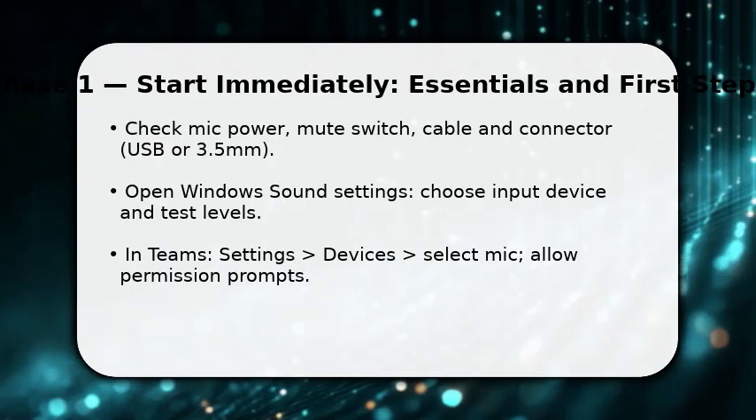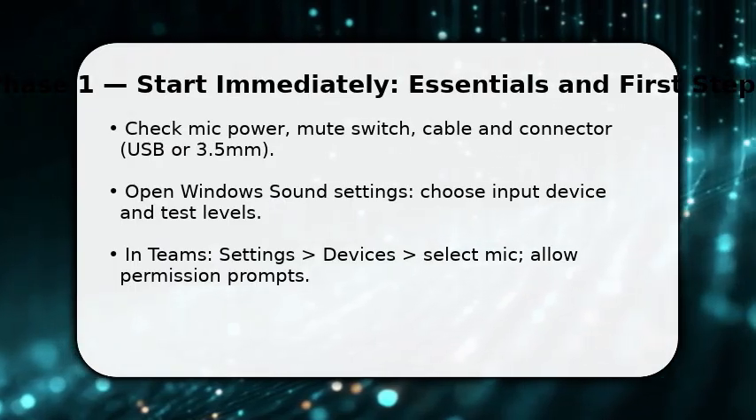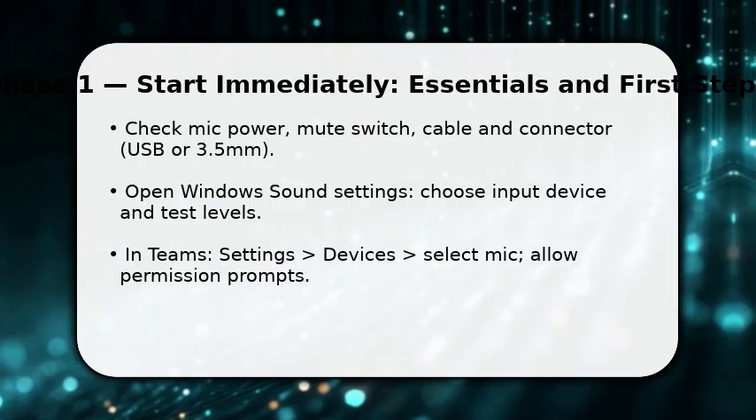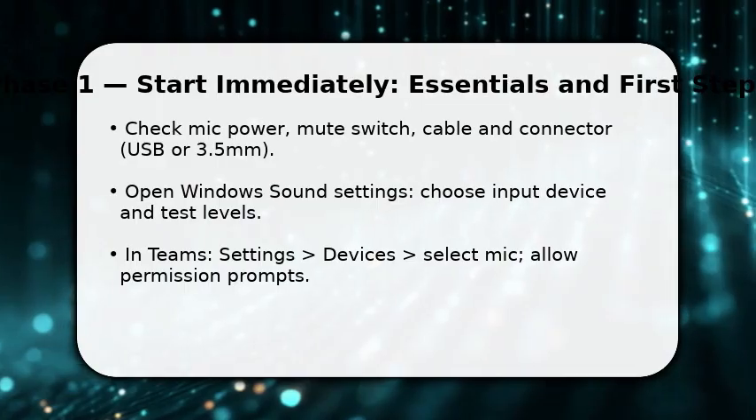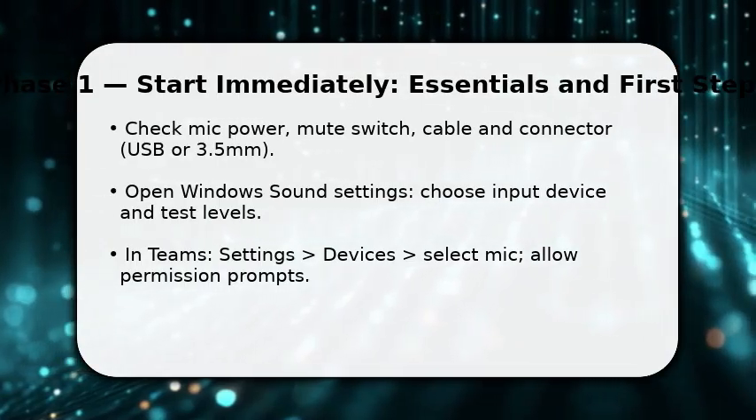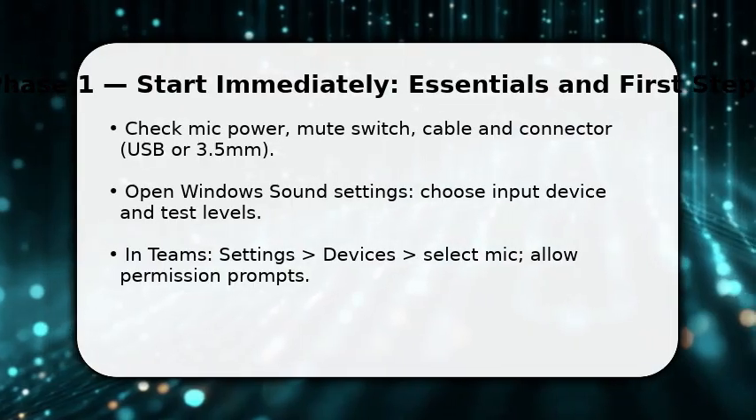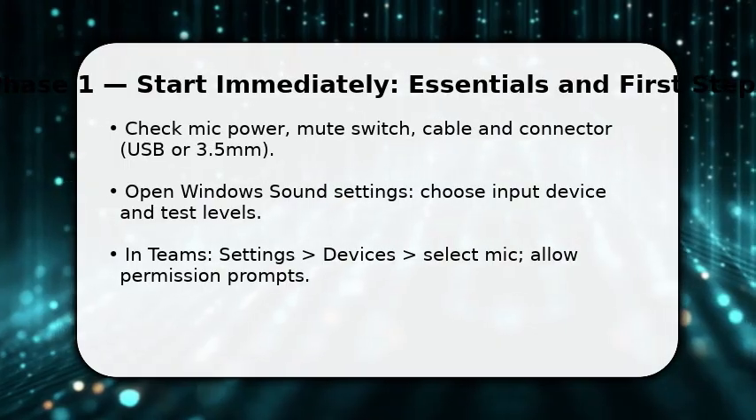You start by verifying hardware and permissions so you don't chase software ghosts. Plug the mic into the port you plan to use, check mute switches, and try another USB/3.5mm jack. This isolates physical faults. Once done, open Windows Sound Settings and pick the input device, then speak to view input level. This confirms the OS receives audio.